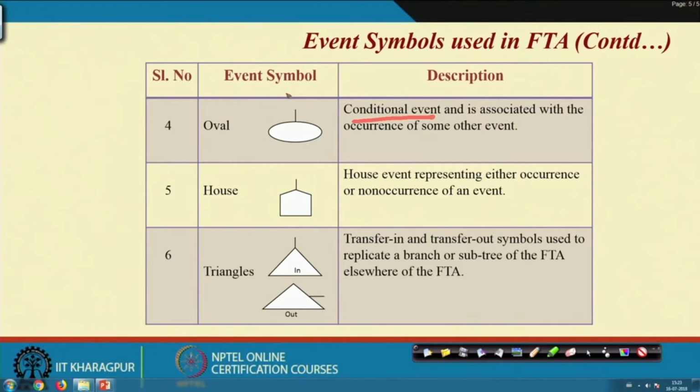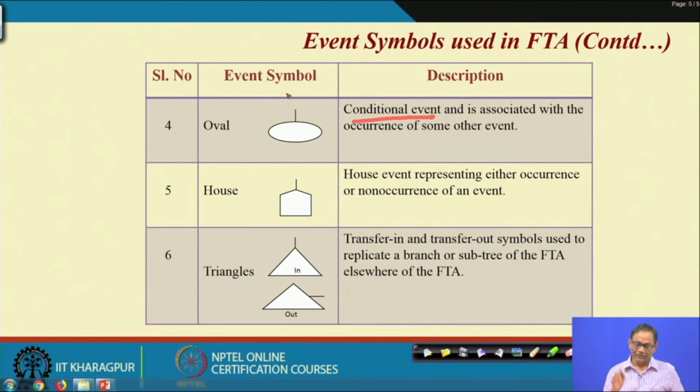Now, suppose the alarm sounds and the operator takes the wrong action, then what happens? The top event will occur, the overpressure condition will occur and finally the rupture will take place. So, here the operator pushing a wrong switch is the conditional event. So, such things will be put under oval.